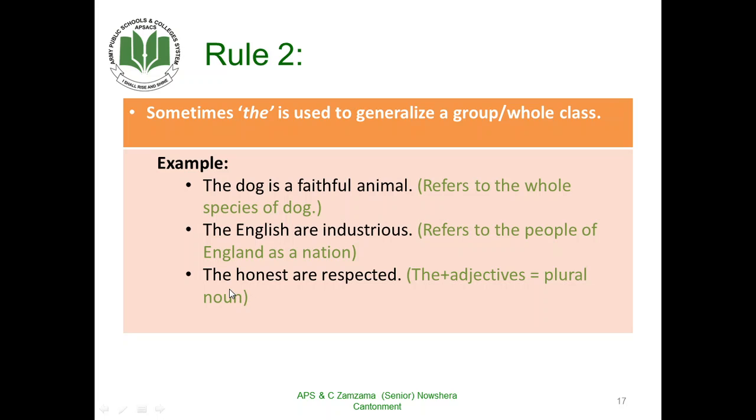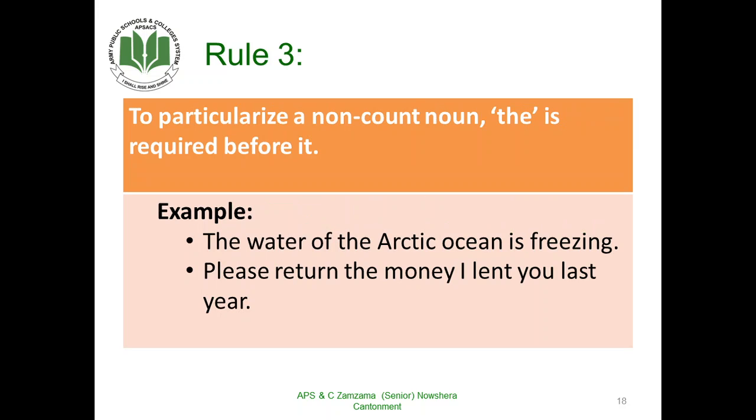The English are industrious, the honest are respected. Now, whenever we use "the" with adjectives, it becomes a plural noun. Here we used "are" with "the honest." The honest are respected. Here as well we have used "the" with the specific category.